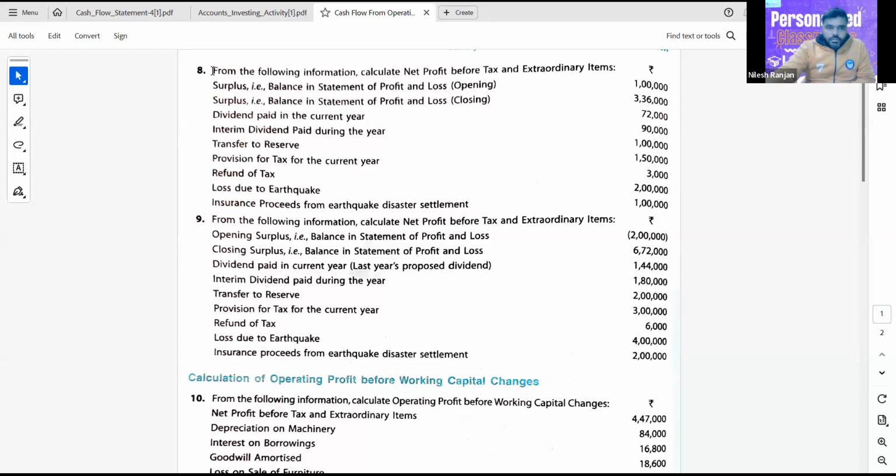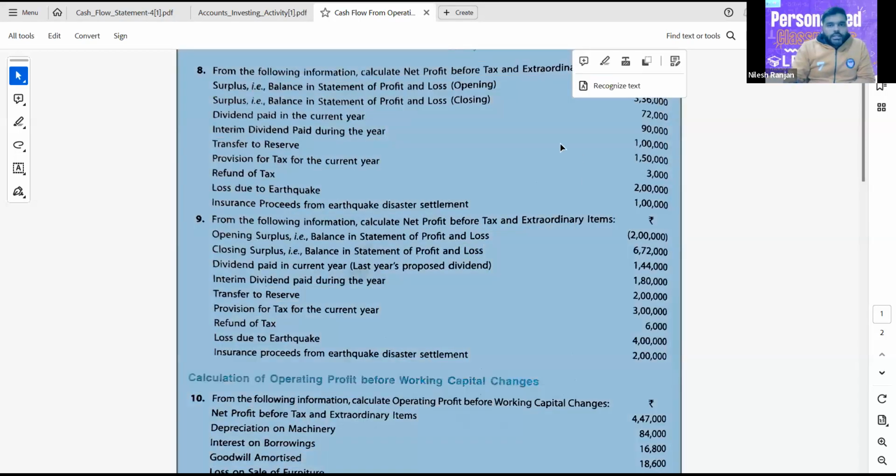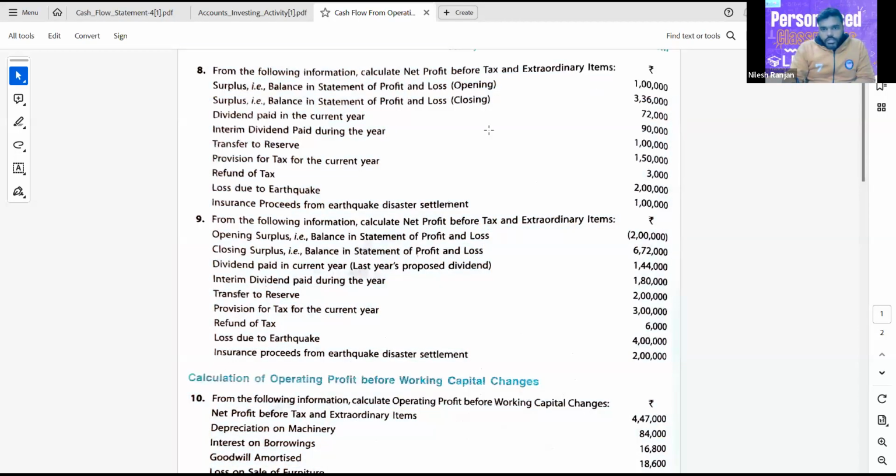So the first item will be the closing item, this one, 3,36,000. It will be written first. As per the format, the first item will be 3,36,000. And from the closing balance of the statement of profit and loss, we will deduct the opening balance. So we will get 2,36,000.